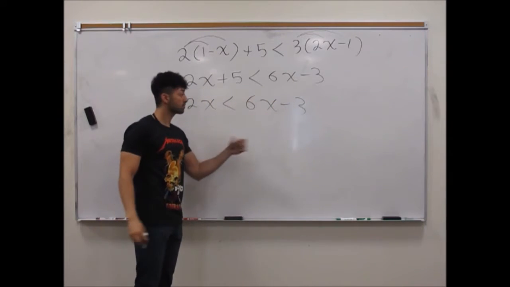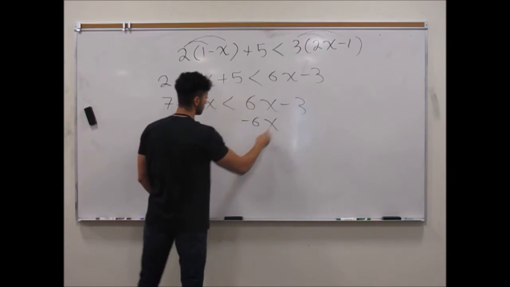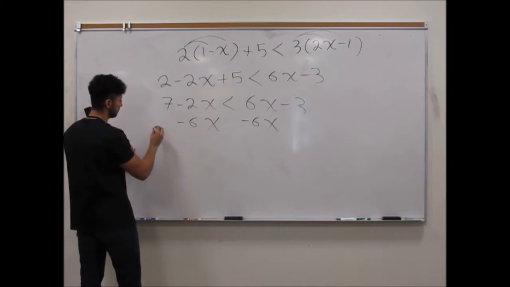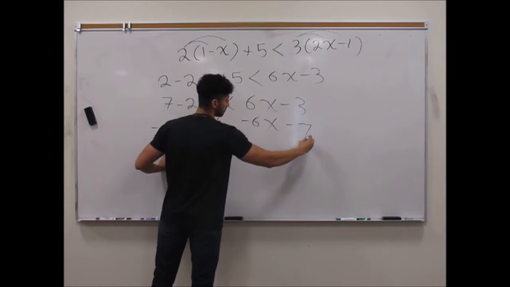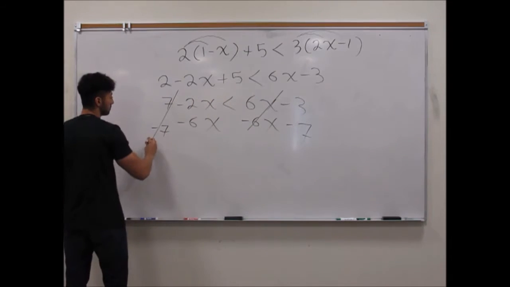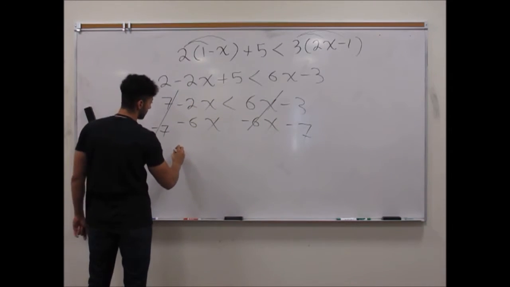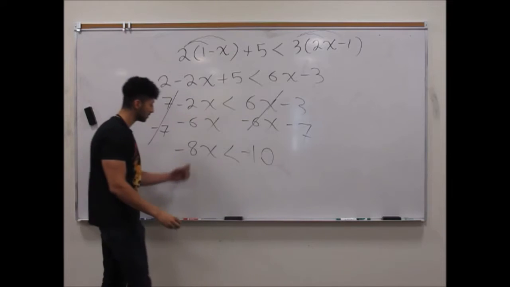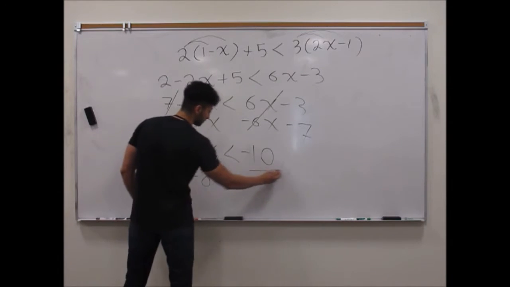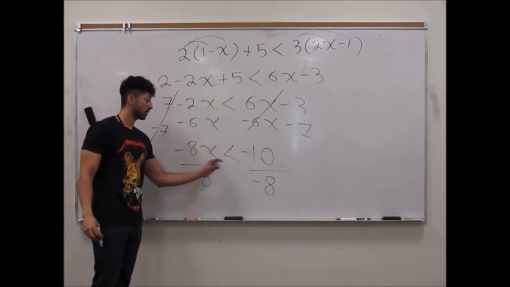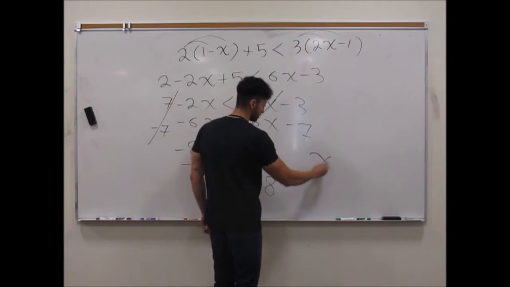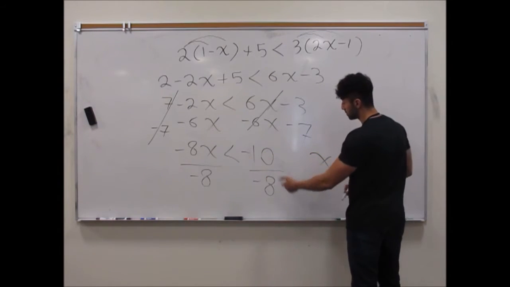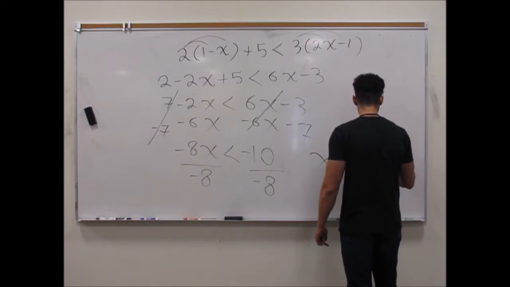And I want the variables on the left, so I'm going to subtract the 6x over. And I'm going to subtract the 7 at the same time. So we get negative 8x is less than negative 10. Divide by negative 8. Dividing or multiplying by a negative causes the sign to flip. So you get that x is greater than negative, divided by negative is a positive, and 10/8 reduces to 5/4.